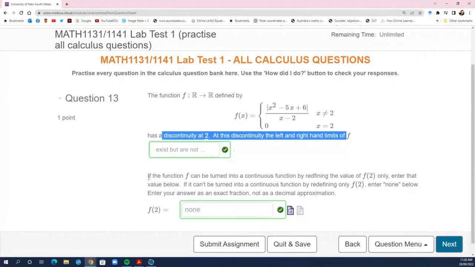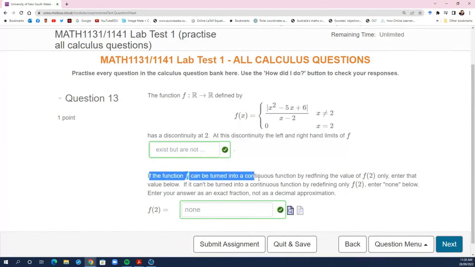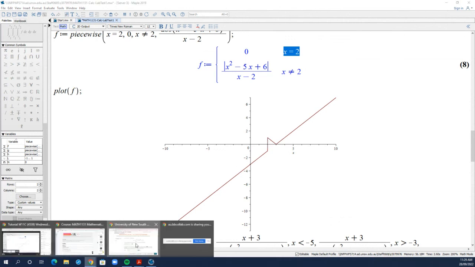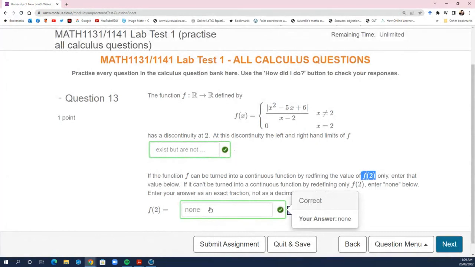And then the question is, if the function can be turned into a continuous function by changing the value of f of 2, enter that, right? So the problem here is it goes big jump, dot, big jump, and there's no way of plugging this hole. The hole's too big. So we can't just redefine the value of f at that point to make it a nice continuous function. So that's the reason why I've put none down there. It's just not possible.